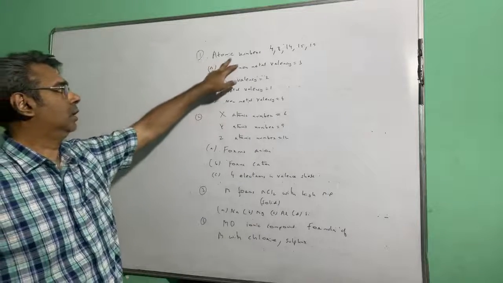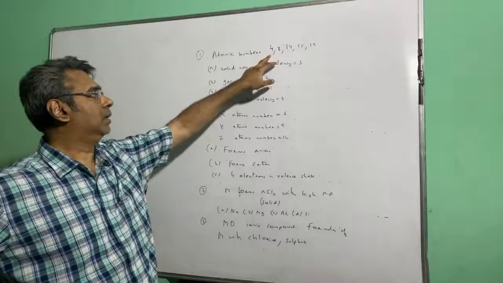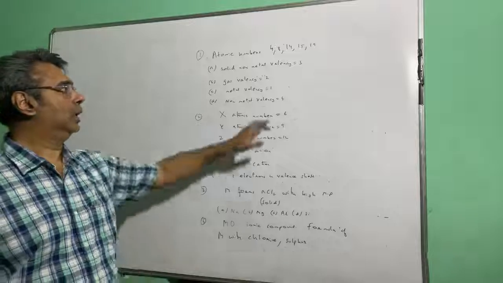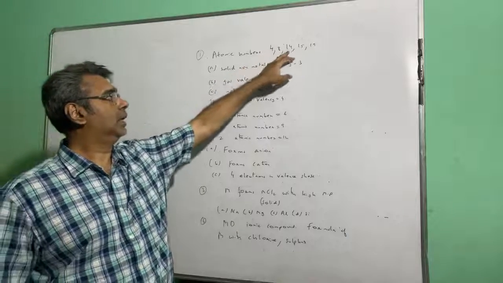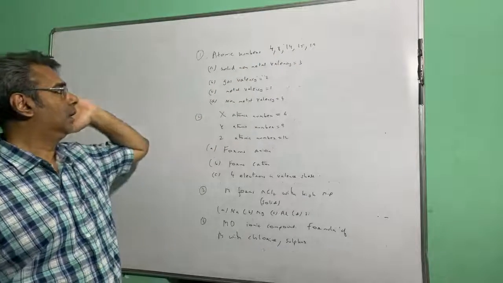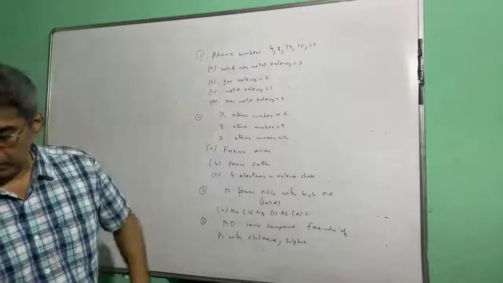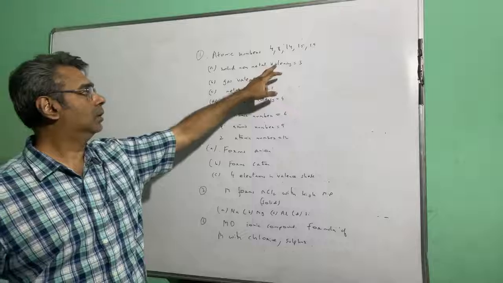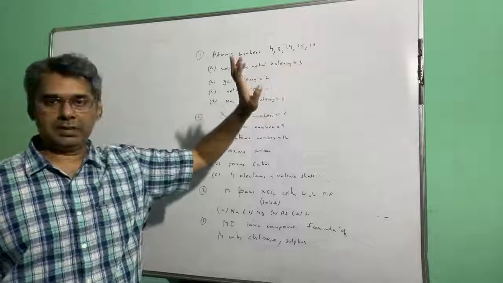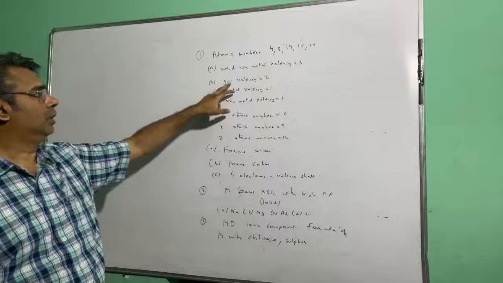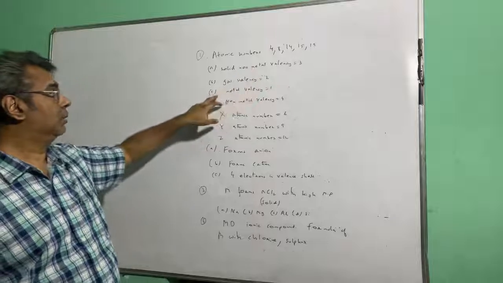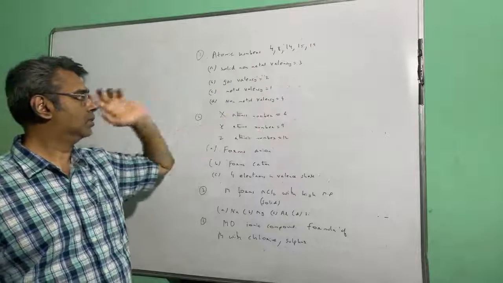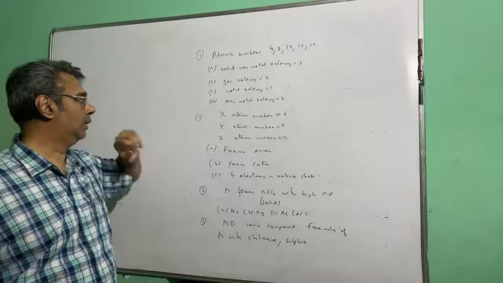First question, there are 5 atomic numbers: 4, 8, 14, 15 and 19. Out of these, you will have to identify number 1, a solid non-metal whose valency is 3. Number 2, a gas whose valency is 2. Number 3, a metal whose valency is 1. Number 4, a non-metal whose valency is 4. So you'll have to identify.